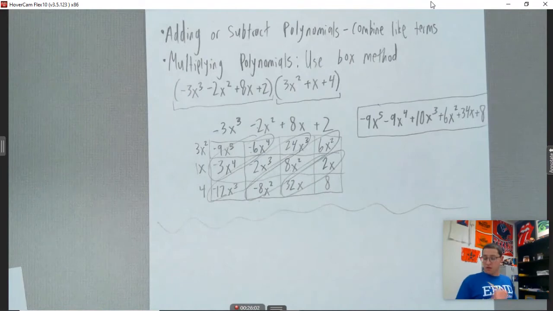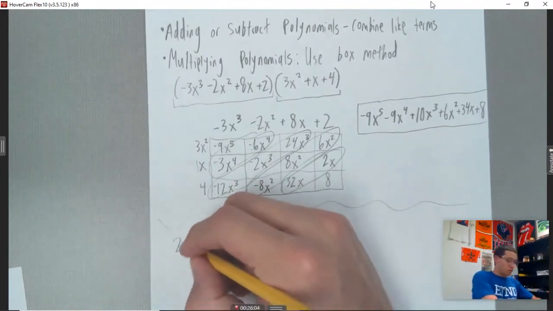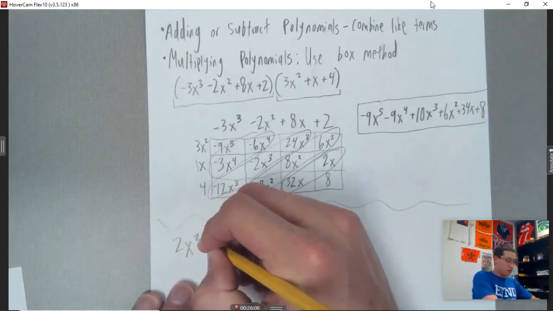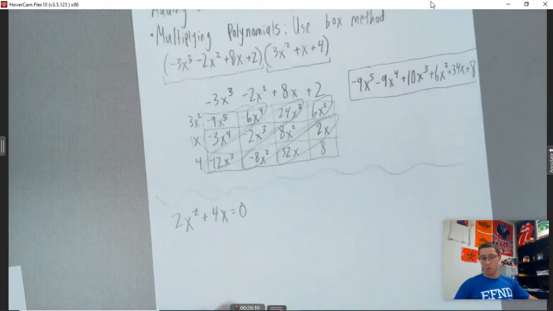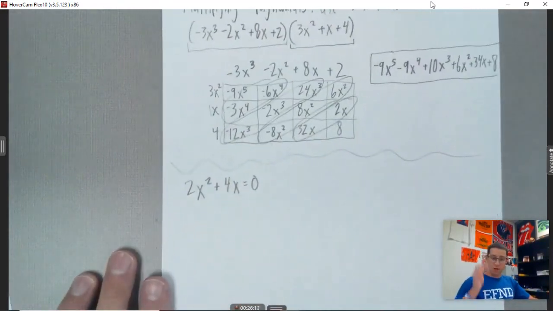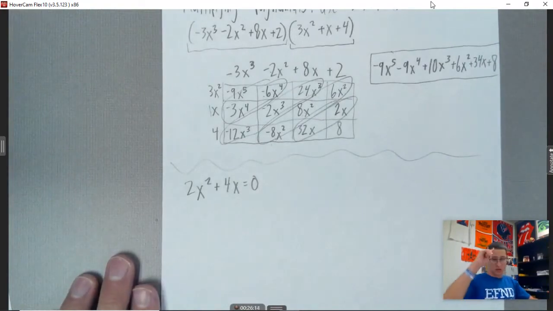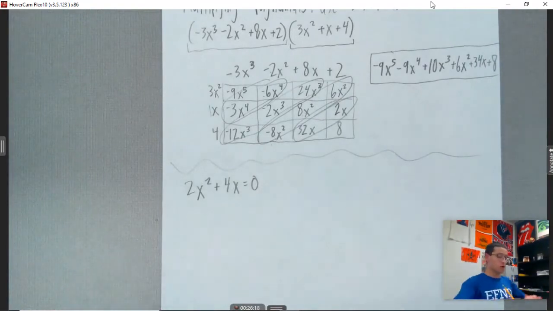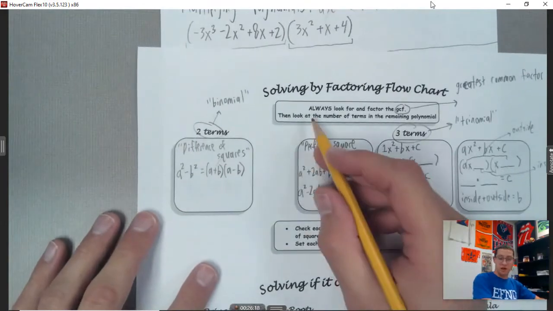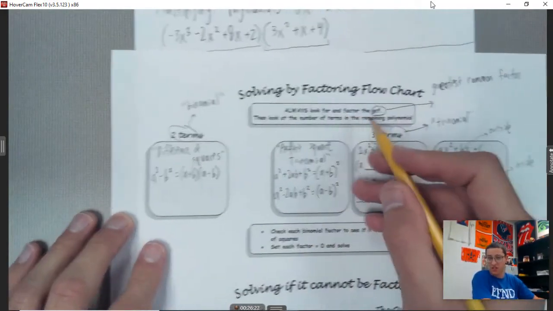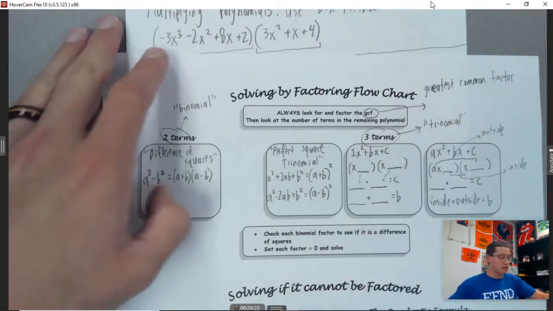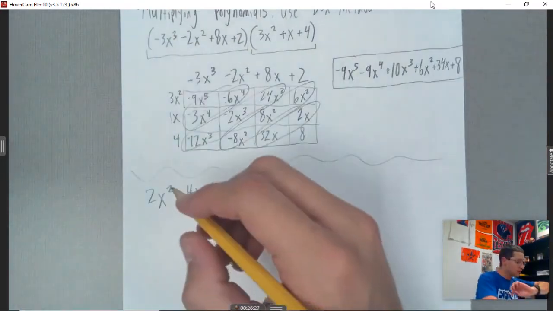All right, let's do a GCF problem. What if I told you to factor this right here, 2x squared plus 4x, and I asked you to solve for when that is equal to 0? The best way to do this, and remember, if I'm thinking about my flow chart, the first thing I want to do is I always want to look for and factor the GCF, greatest common factor. Now let's talk about what the greatest common factor is.